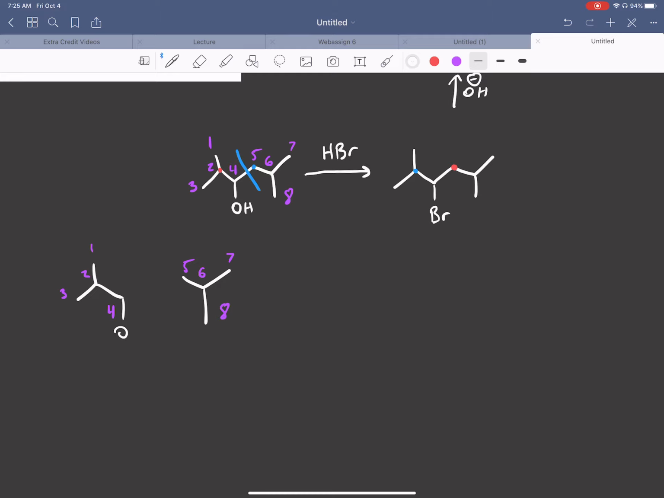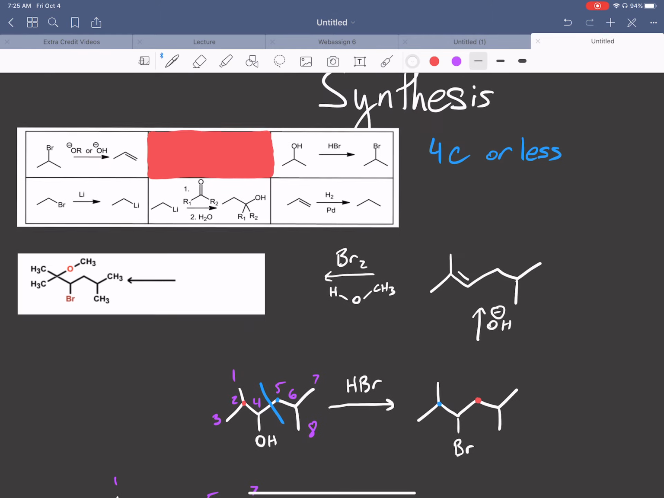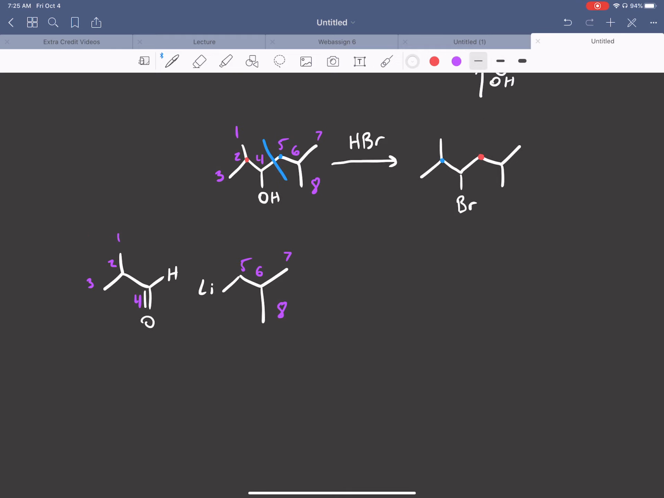Carbon 4, we had an OH, but remember, when we do the cut going backwards, that OH now becomes a carbonyl. So I'm just going to erase the H, double bond, and I'm just going to put an H there to make it look a little better. And on carbon 5, we now put a lithium. Okay? And so if we count all of our carbons, all of our compounds have 4 carbons or less. So that's perfect.